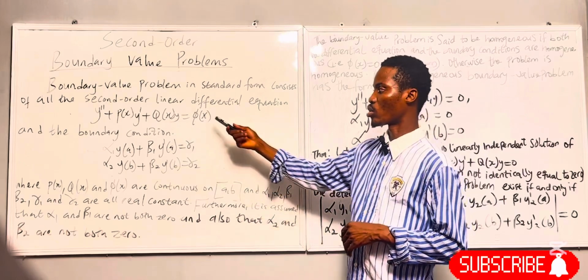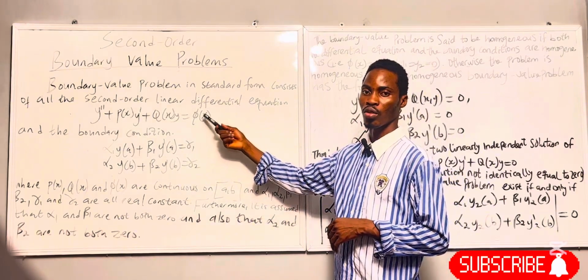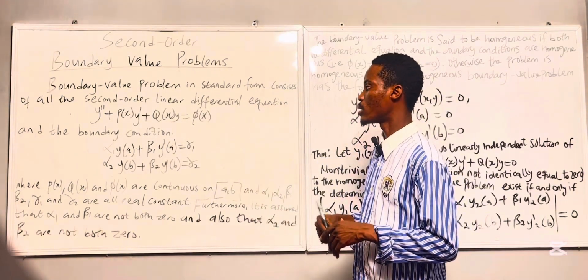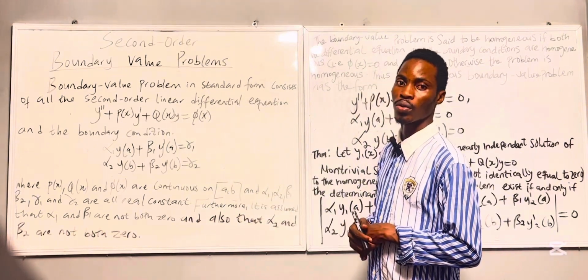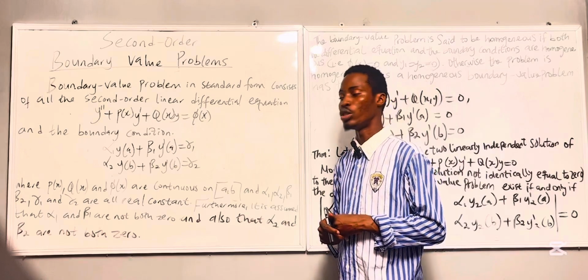If this is not equal to 0, we call it non-homogeneous. And if this is equal to 0, what do we call it? We call it homogeneous.